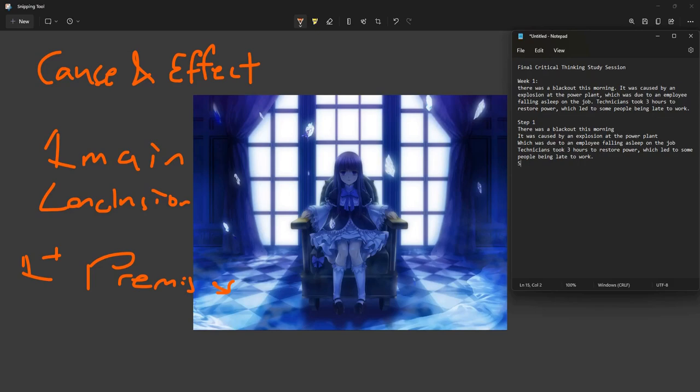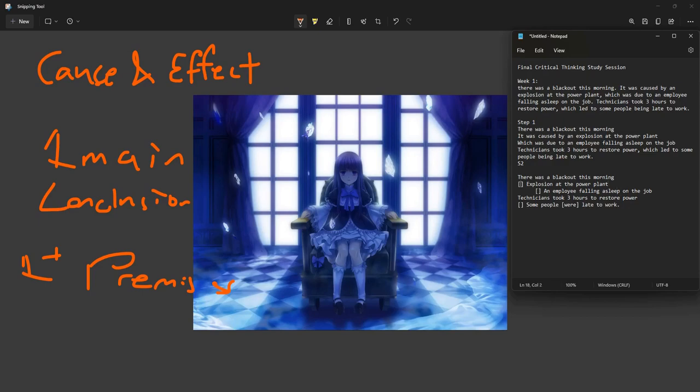And now we need to do step two. Step two, once more, is to arrange the claims to show the structure and delete the connecting terms along with fluff or filler. And that would look like this. There was a blackout this morning. Then we have an explosion at the power plant. And from here we indent and get an employee falling asleep on the job. And of course we also have the next claim, which is technicians took 3 hours to restore power. And this would lead to another one that says some people were late to work.